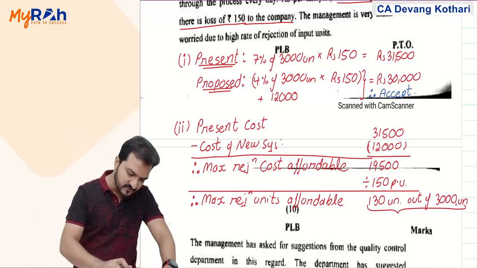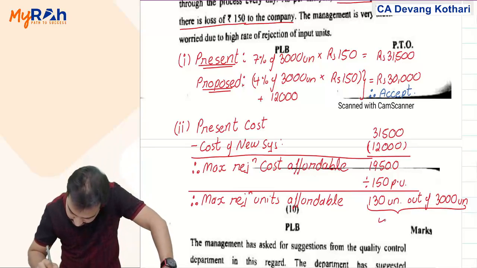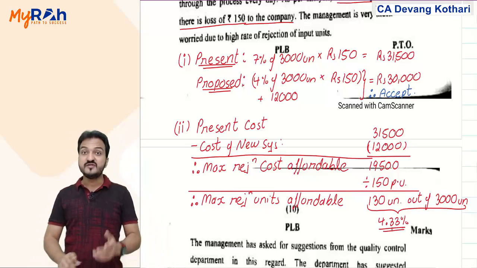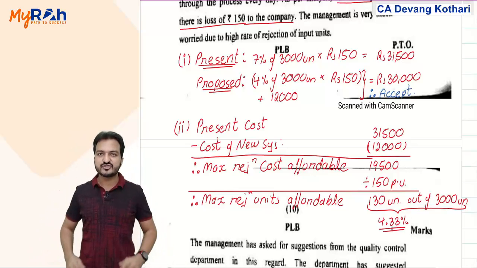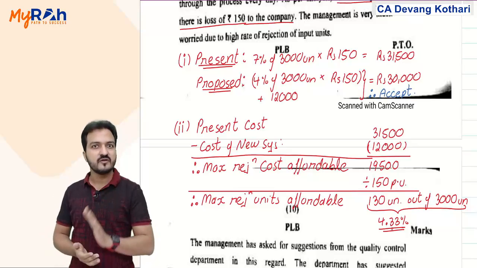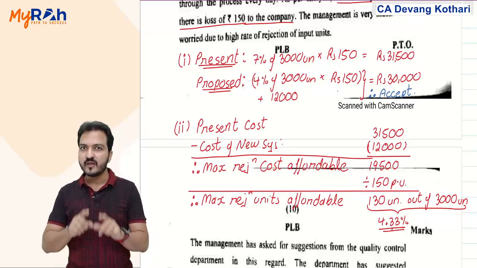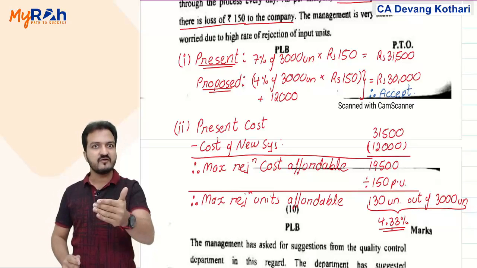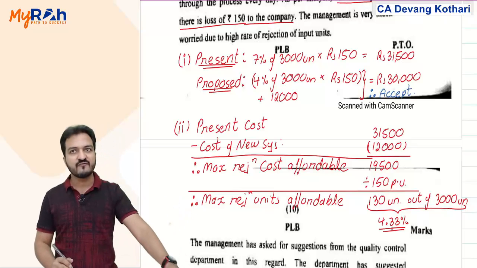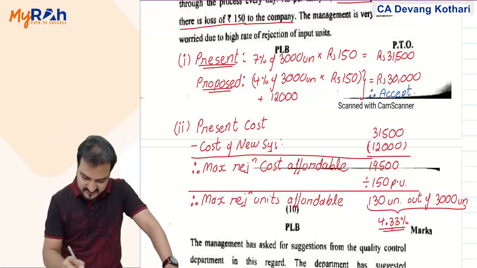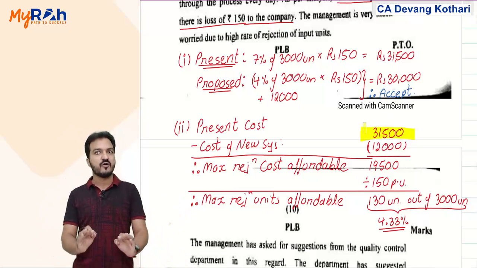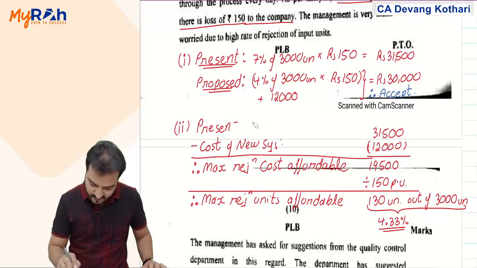130 divided by 3000 is 4.33%. This means that maximum rejection affordable under the new system will be 4.33%, because under the new system, if your rejection will be more than 4.33, then your total cost will be more than 31,500. Yes, so present cost is 31,500, meaning maximum total cost of new system affordable is 31,500. Let me put it that way.